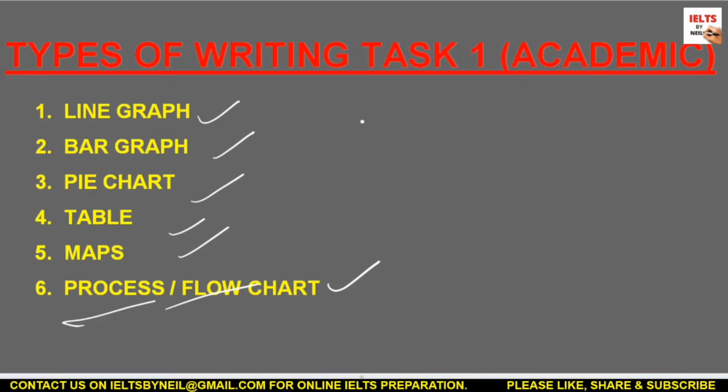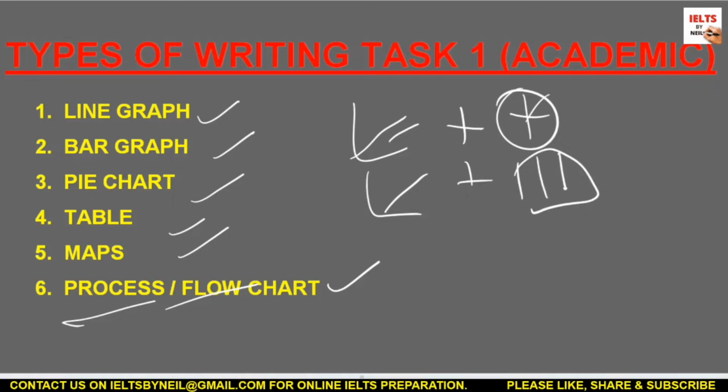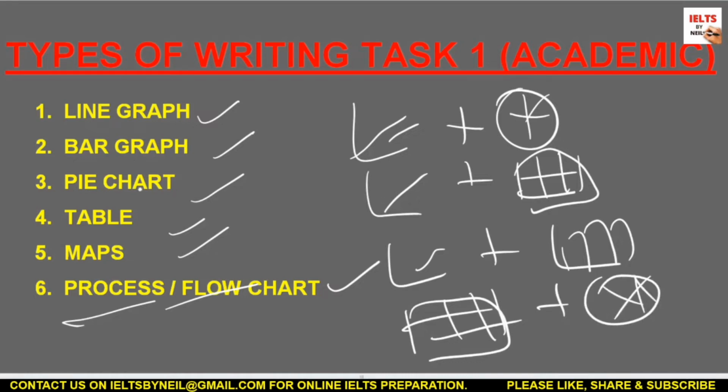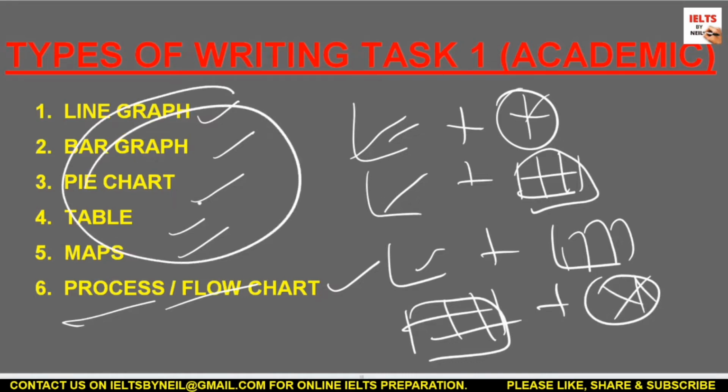So whenever there is a mix of line graph plus pie chart, or line graph plus table, or line graph plus bar graph, or table plus pie chart. So basically what I'm trying to say here, a mixture of any of these two, we call it a mixed chart. Okay, and we're going to see how we have to write this, just in case we get it in the exam, because mixed charts are very popular these days in the exams.